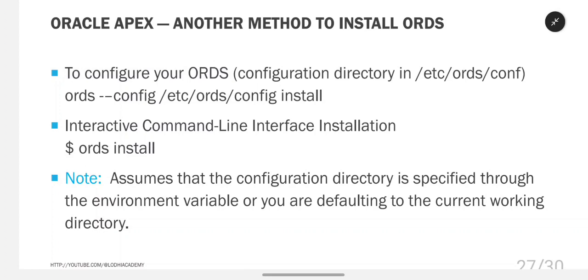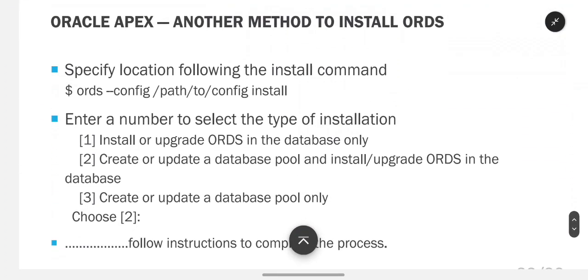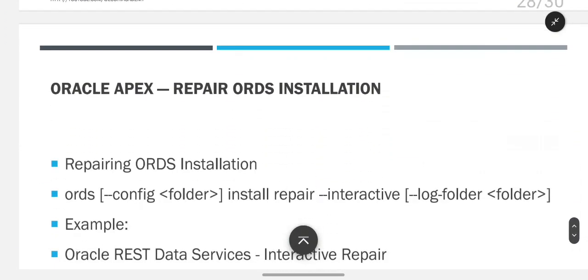Interactive command line interface installation. ords install is a simple command. It assumes that the configuration directory is specified through the environment variable or you are defaulting to the current working directory. It means if you are not mentioning the config folder, then the system will assume that you are standing in the directory where you want to install. You can specify the location following the install command, same command. Enter a number to select the type of installation.